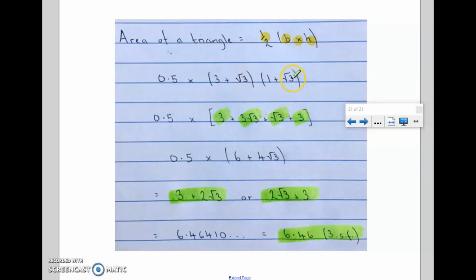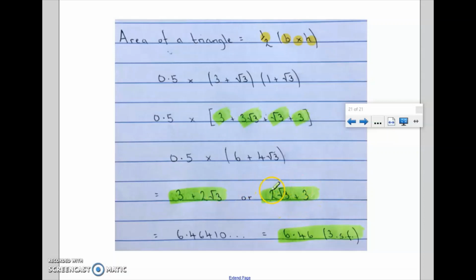Root 3 times root 3 is the same as root 3 squared. So the square root and the square would cancel out, leaving you with 3. Once we simplify that together, we end up with 6 plus 4 root 3. But remember, that still needs to be multiplied by a half because of the half in the formula at the beginning of the question, which we can then apply by expanding a single bracket to give us our answer as a surd. We could present it like this, with the 3 at the front, or the positive 3 after the surd. Either answer is correct.